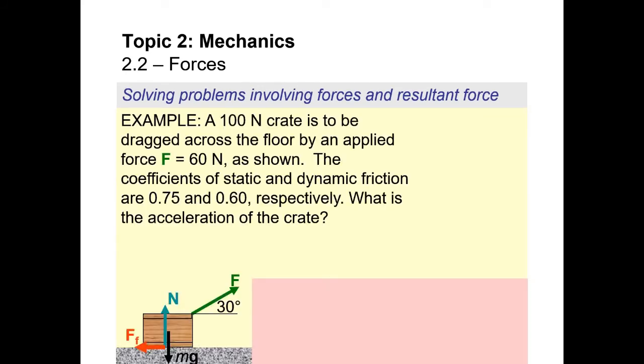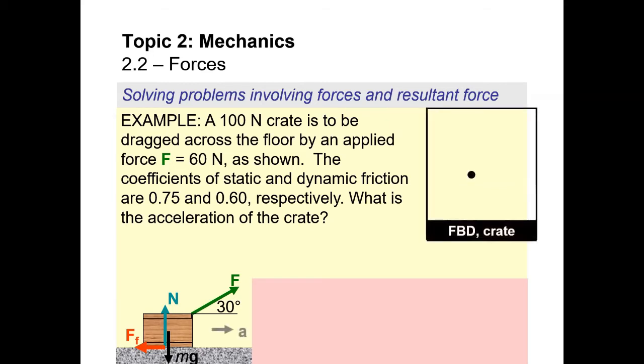A 100 Newton crate is to be dragged across a floor by an applied force F equal to 60 Newtons, as shown. The coefficients of static and dynamic friction are given, 0.75 and 0.6 respectively. What is the acceleration of the crate?